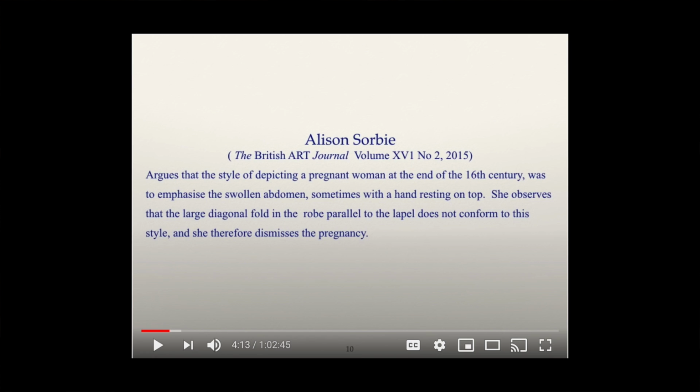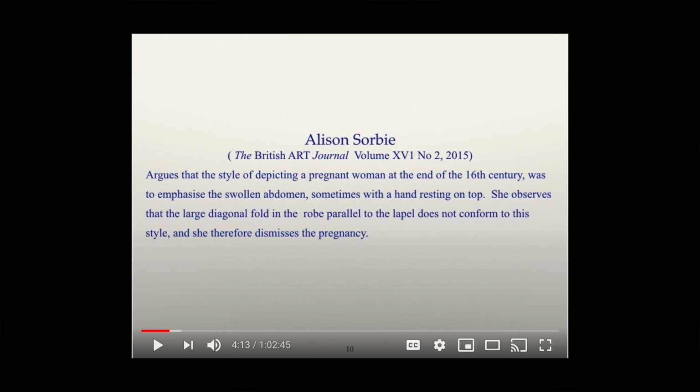This certainly does seem to be the case in work by other artists and indeed by Marcus Gheeraerts. He continues with his synopsis. She observes that the large diagonal fold in the robe, parallel to the lapel, does not conform to this style, and she therefore dismisses the pregnancy.